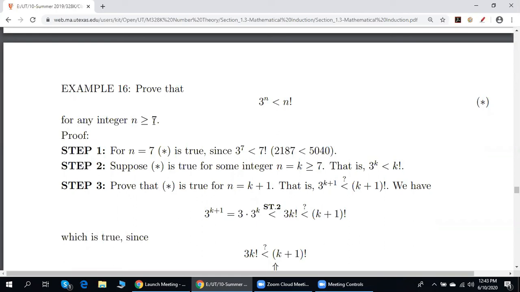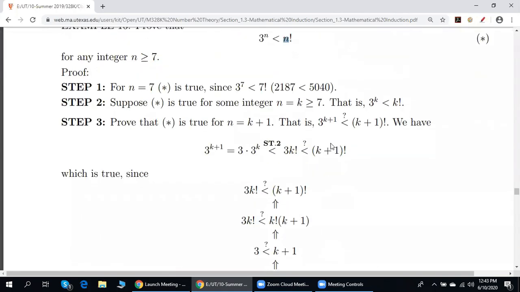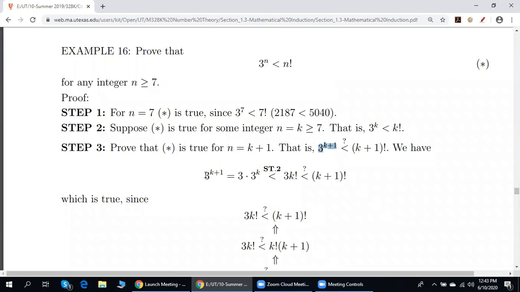Basic idea is the same. We show that this is true for n is equal to 7. Suppose this is true for n is equal to k, where k is greater or equal to 7. Suppose this, or we want to prove this. We just replace n by k plus 1. And as before, we start from the left-hand side. Done.